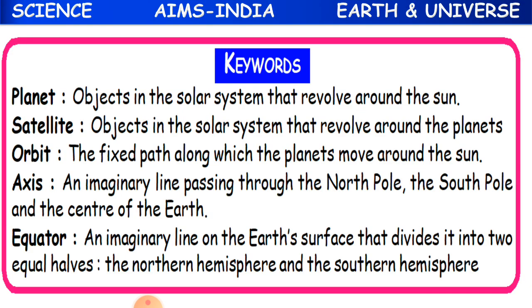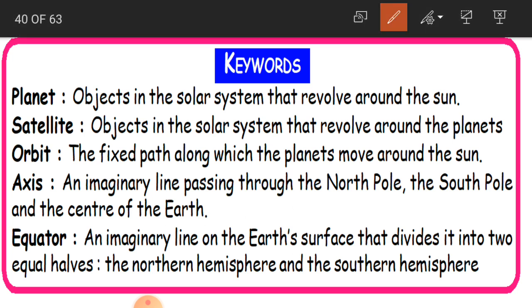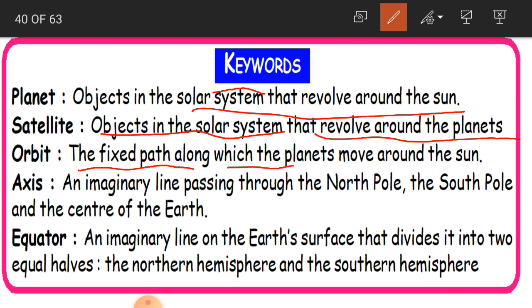Now let us learn some of the keywords from what we have learned until now in our lesson. Planet. So what is a planet? Objects in the solar system that revolve around the sun. Satellite: objects in the solar system that revolve around the planets. Orbit: the fixed path along which the planets move around the sun. So every planet has a fixed path, children. Every planet and even every satellite has its own way.